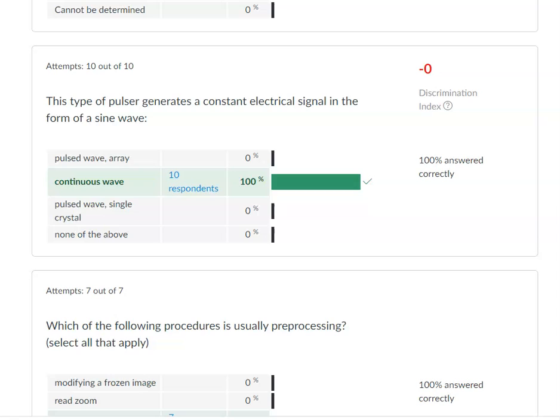The type of pulser that generates a constant electrical signal in the form of a sine wave, that's a continuous wave. Glad to see everyone got it.